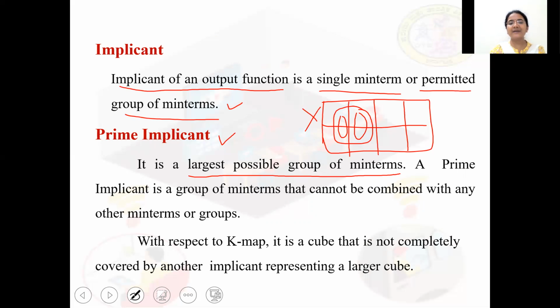So whenever you are writing a prime implicant, it should be the largest group possible, not the smaller groups in the largest groups. A prime implicant is a group of minterms that cannot be combined with any other minterms or groups, and it is a cube that is not completely covered by another implicant representing a larger cube. This is the meaning. We should not make smaller groups within a larger group.